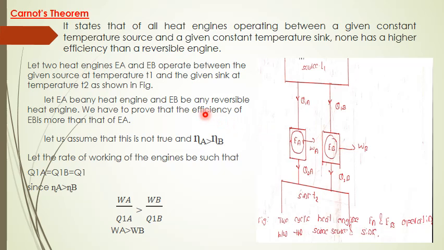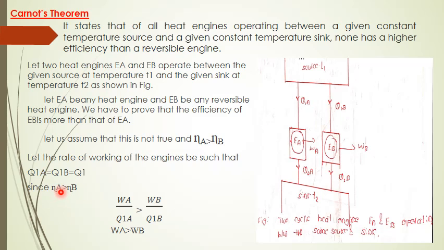We have to prove that the efficiency of EB, which is reversible, is always more than the efficiency of the other heat engine, which is irreversible. Let us assume that this is not true, and let us assume that the efficiency of engine A is more than the efficiency of the reversible engine EB. So let the rate of working of the engines be such that Q1A equals Q1B equals Q1.